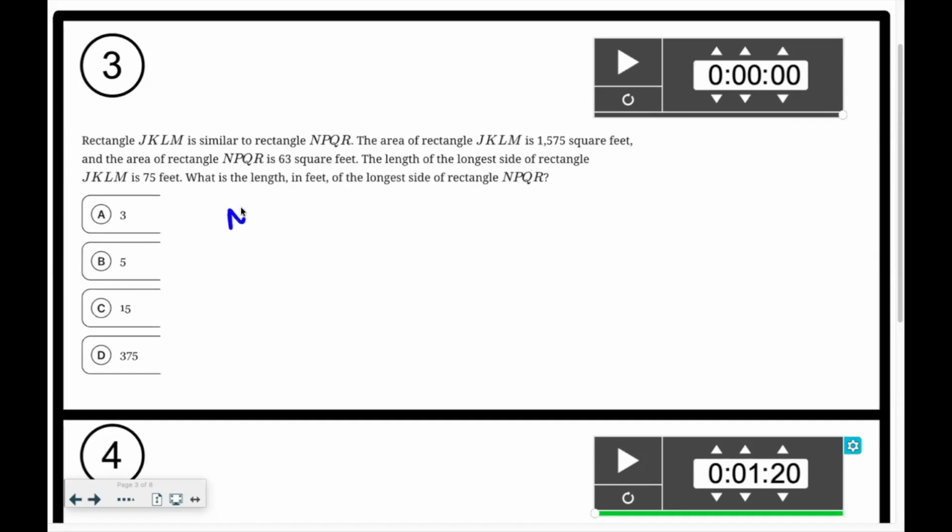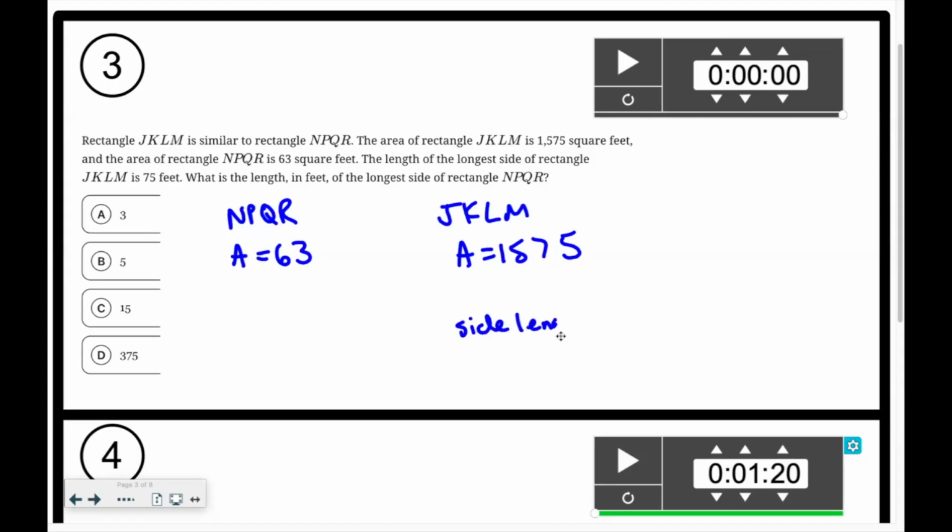So I'm going to put NPQR here. I'm going to say the area is 63. And then JKLM, the area is 1,575. And they give us the longest side of JKLM is 75 feet. So I'm going to write the side length is 75 feet, and this side length is our unknown. This is what we're trying to find.